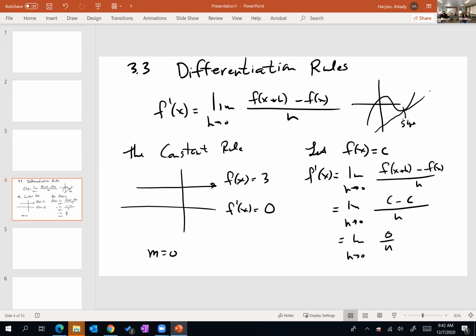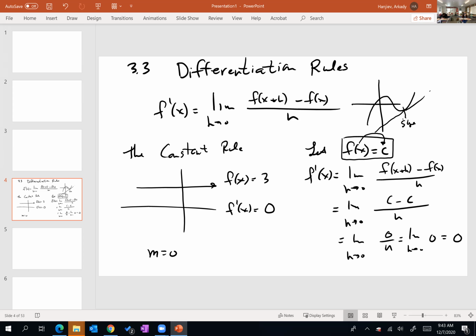Everybody good there? So we're just proving it. But 0 over h, 0 over any number, is just going to be 0. Wait, why is f of x plus h equal to c? Because notice that there's no x inside here to plug into, right? And so f of x plus h, f of, I don't know, anything, is still going to be c. Still going to be a constant term. So there it is. Look at that. We got a graphic representation of it, and we actually have a full proof of it as well.